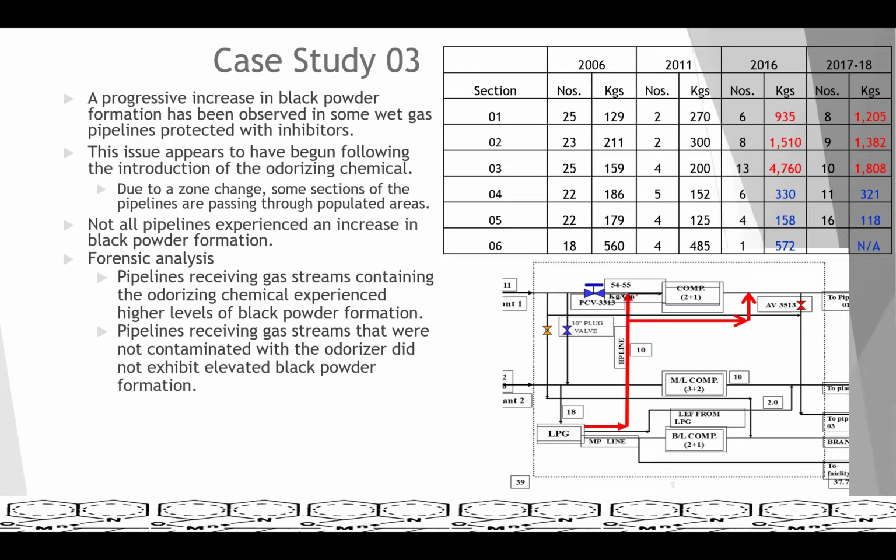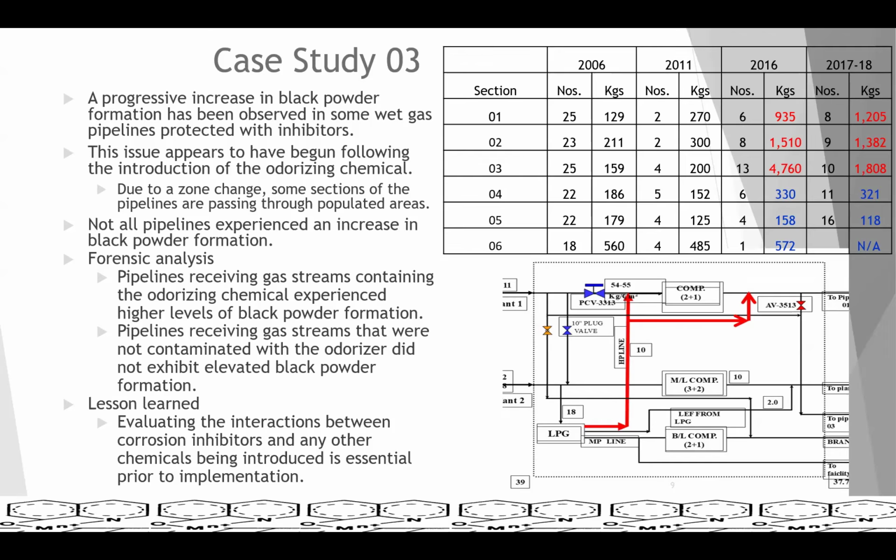Pipelines that were receiving gas streams that were not contaminated with the odorizing chemical did not exhibit elevated black powder formation. So clearly, there was an interaction between corrosion inhibitors and the other chemical, in this case, the odorizing chemical, that was introduced at a later stage.